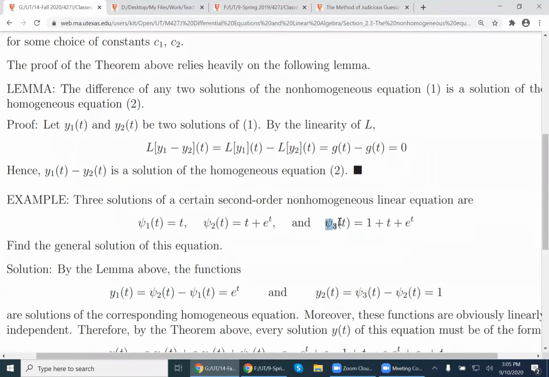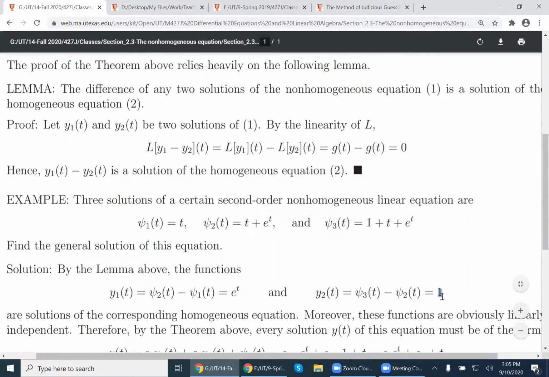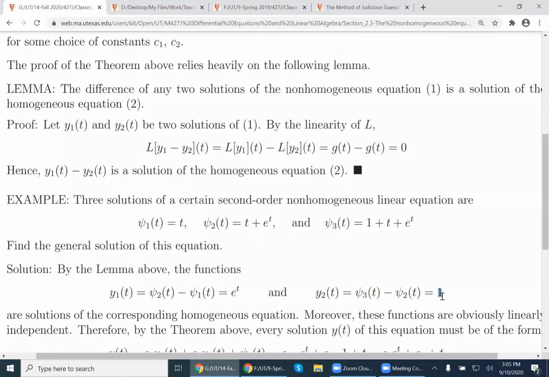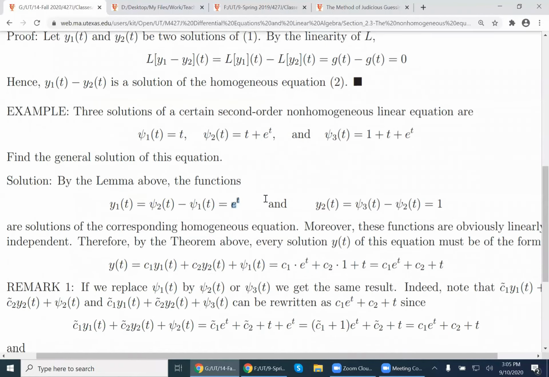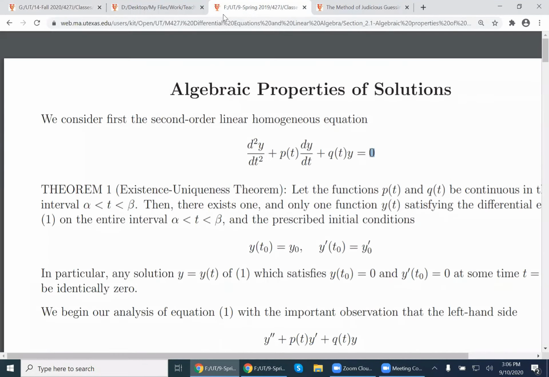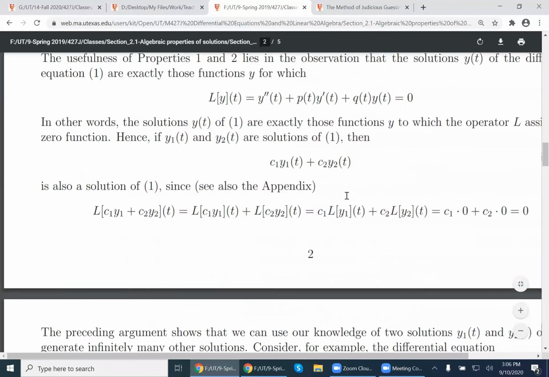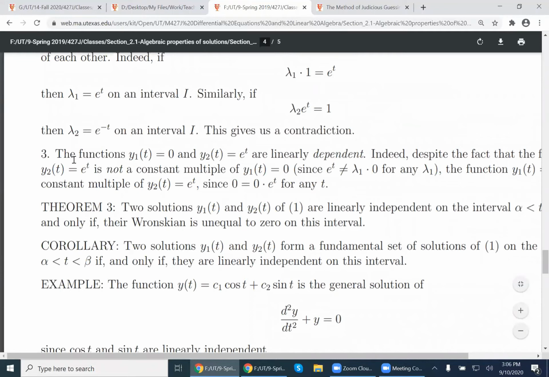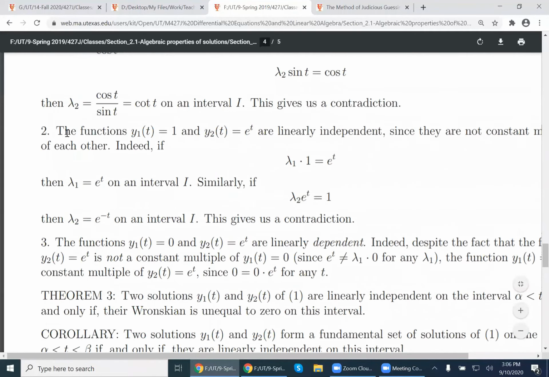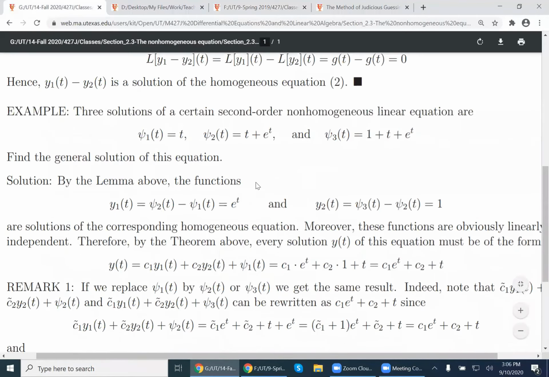Similarly, psi3 minus psi2, which is 1, this minus this is 1, is a particular solution of the corresponding homogeneous equation again. We are not done yet. Note that these 2 particular solutions are linearly independent. We showed it over here. Remember, here in section 2.1, we showed that 1 and e to t are linearly independent.